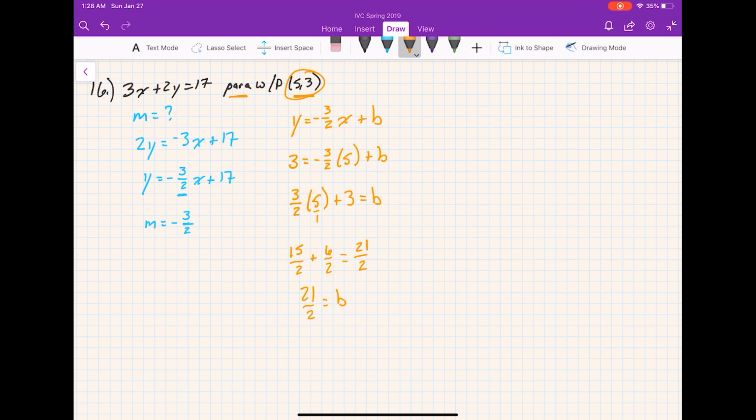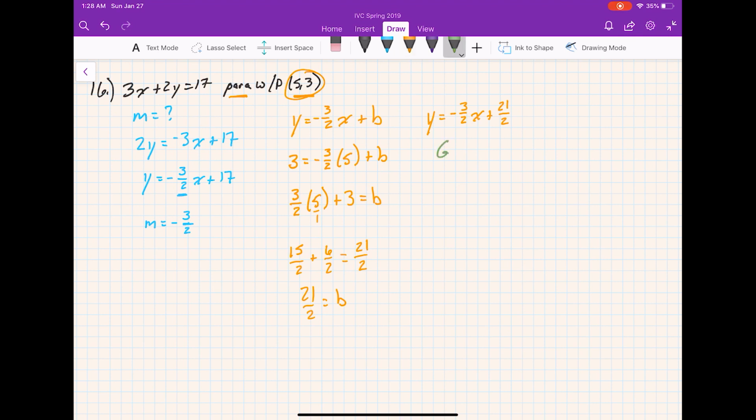So now we can just plug that into our y-intercept formula again. Let's write down y, our slope that we found originally, which was 3 over 2x, plus our b value, which we just found was 21 over 2. Now, that would be one answer.